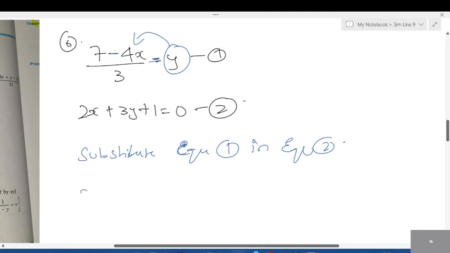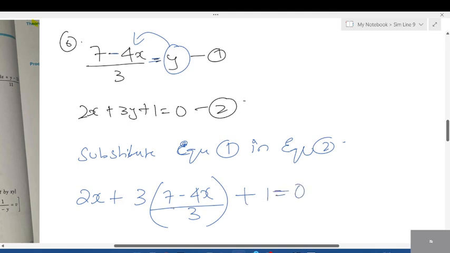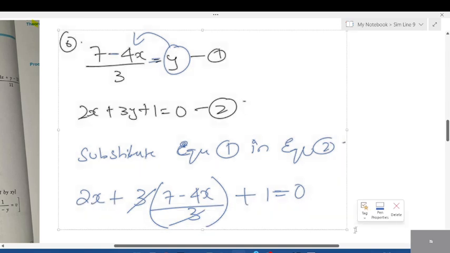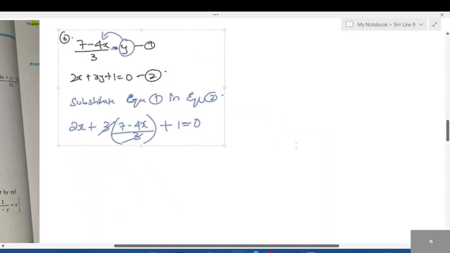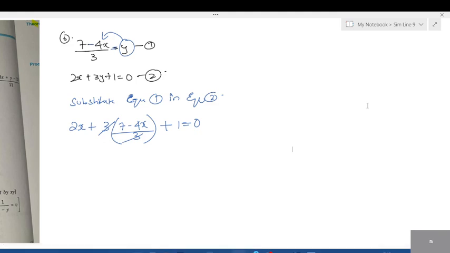Take equation 2: 2x plus 3. In place of y, what should I write? 7 minus x plus 1 is equal to. Which one gets cancelled? 3 and 3. Open the bracket, solve this, find the values of x and y. So think before you do it. This is the substitution method. That's it. Two questions enough. Next we'll start elimination.